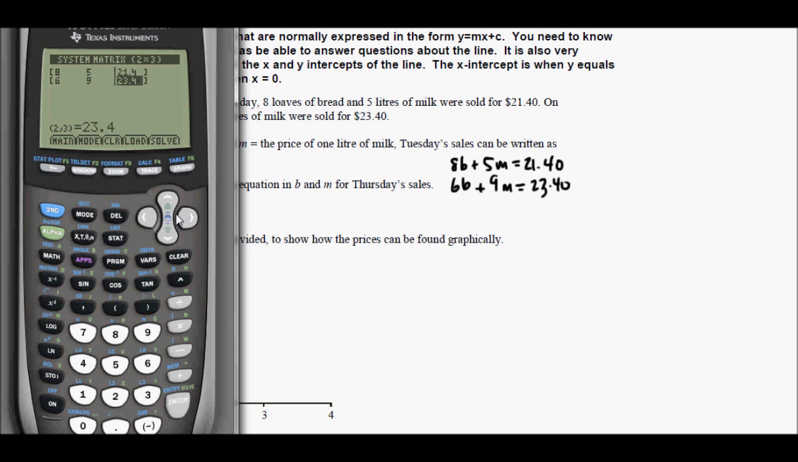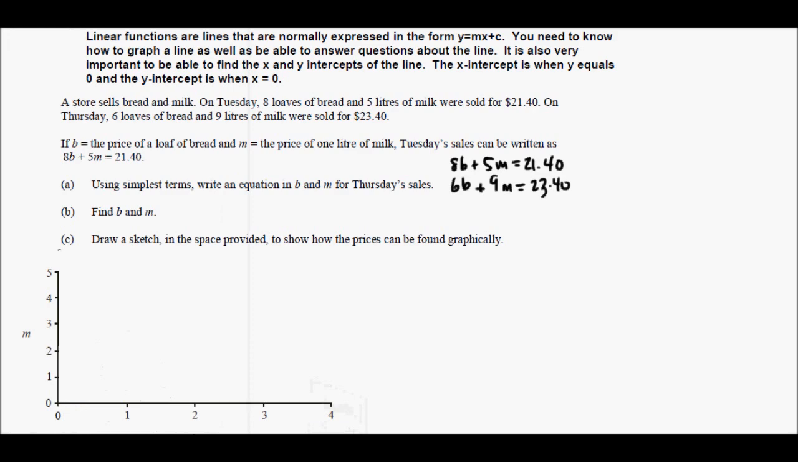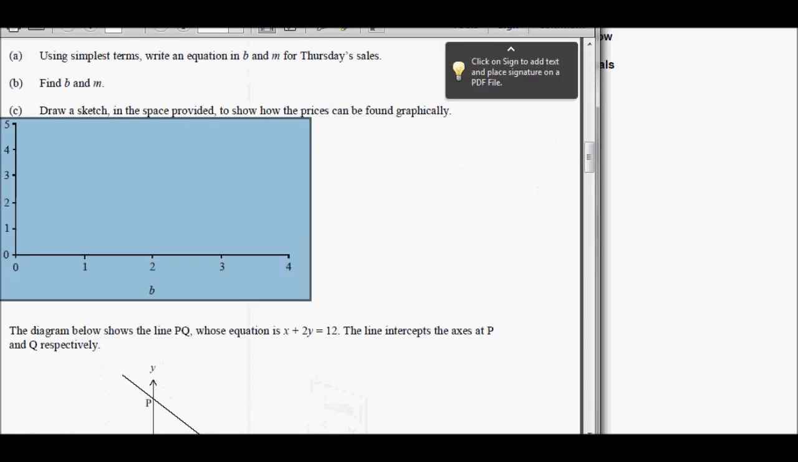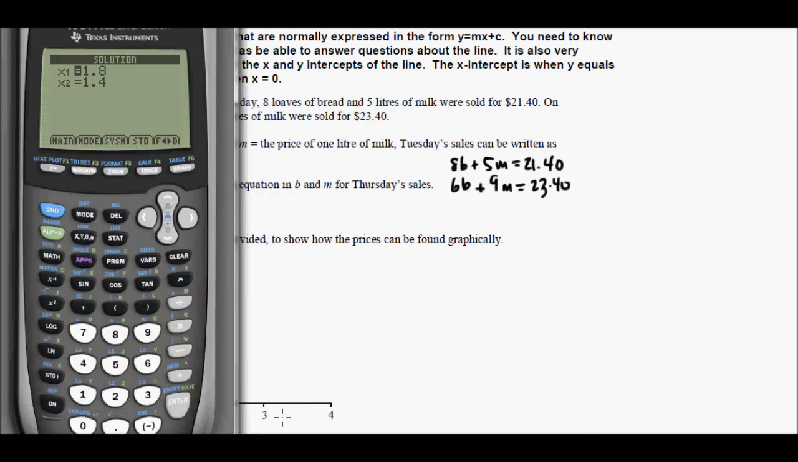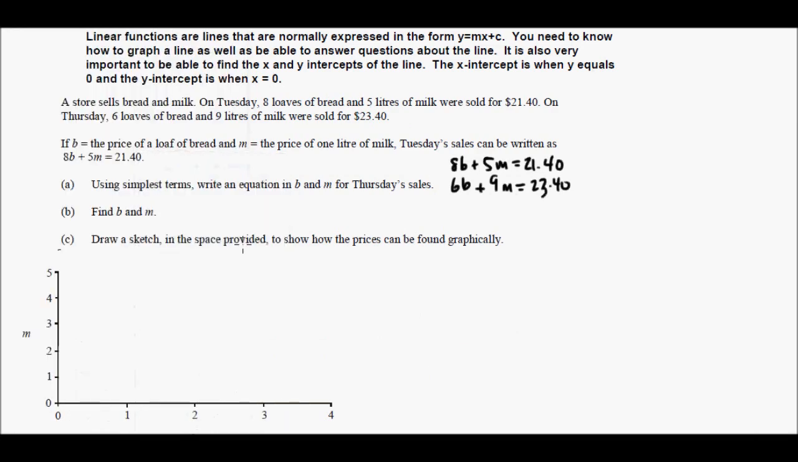Okay, and then we'll solve it. So the bread is 180 and the milk is 140. Oops. Where did that calculator go? Boom. Okay, 180 and 140. So find B and M. So B equals $1.80 and M equals $1.40.